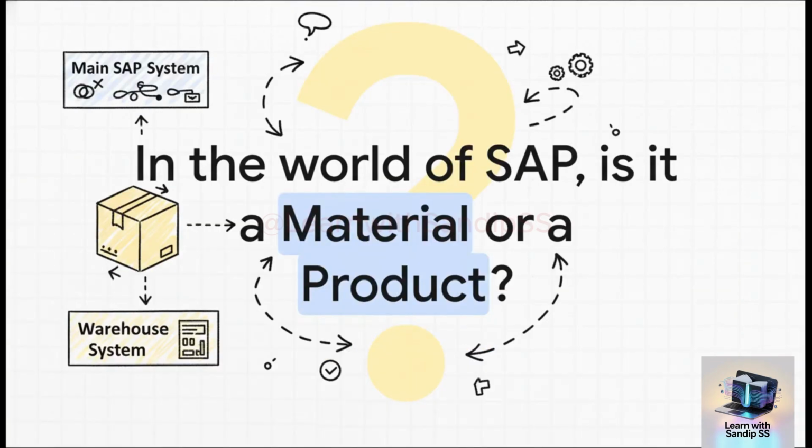All right, so let's kick things off with the one big question that trips up pretty much everyone when they first get into EWM. You've got this physical item sitting in your warehouse, right? Well, in your main SAP system, it's called one thing, but over in your warehouse system, it's called something else entirely. So, which is it? Is it a material or is it a product? Let's solve this little identity crisis.